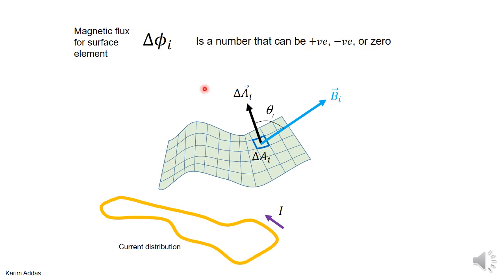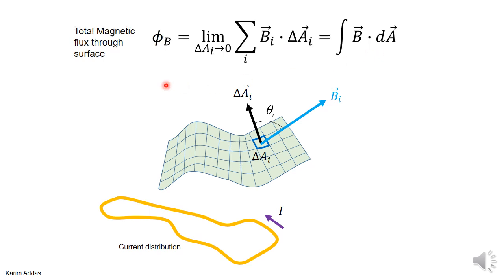And we also remember that the flux is a number. It's the dot product between B and the area. So it's either positive, negative, or zero. And if you want to define the total magnetic flux through the surface, you add the dot product for all the elements of area, letting the size of the area element go to zero, which is basically integration of B dot dA. So it's identical to the definition of electric flux, but now instead of the electric field, you're putting the magnetic field.